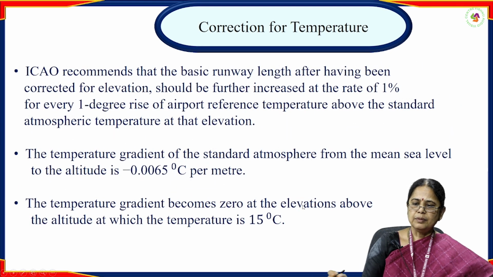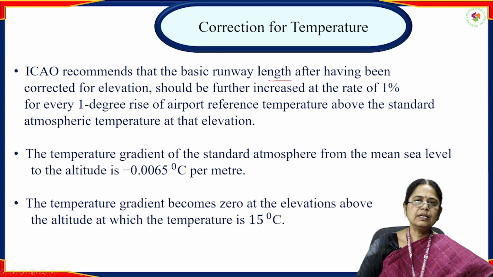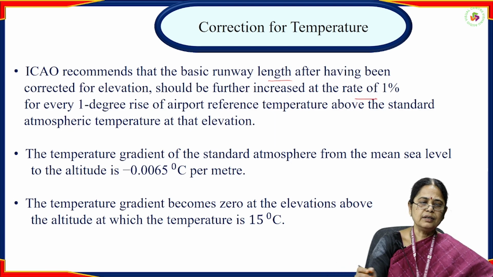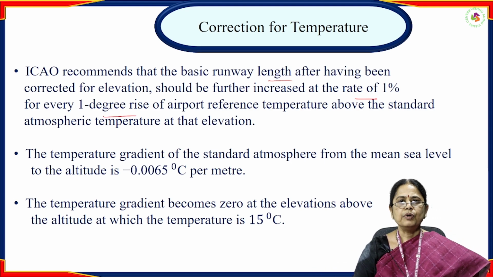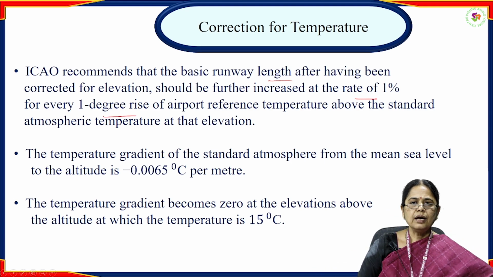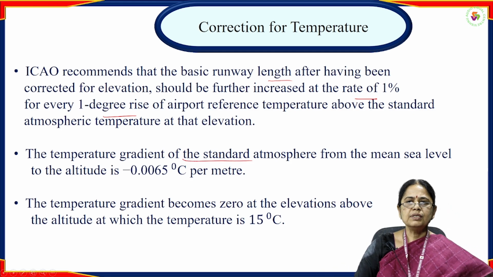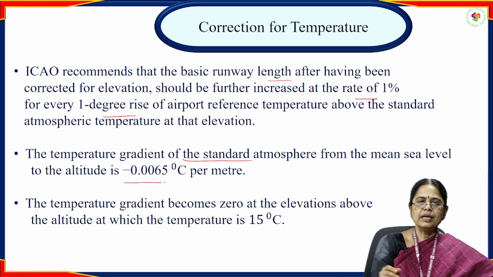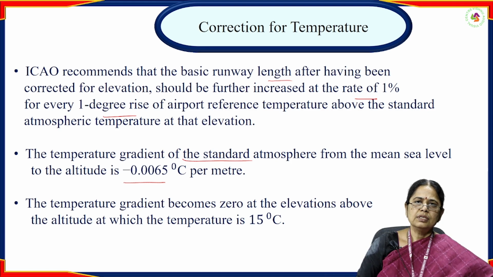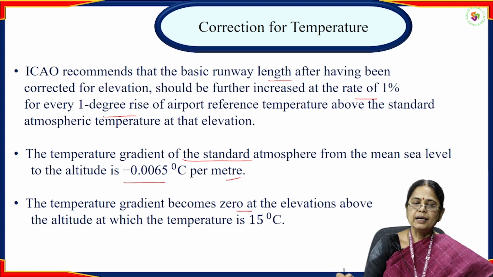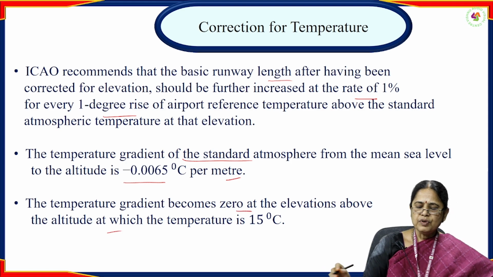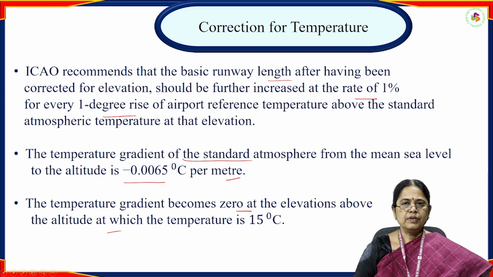ICAO recommends that the basic length, after having been corrected for elevation, should be further increased at a rate of 1% for every 1 degree rise of airport reference temperature above the standard atmospheric temperature at that elevation. The temperature gradient for standard atmosphere from mean sea level to the altitude is minus 0.0065 degrees centigrade per meter. The temperature gradient becomes 0 at elevations above the altitude at which the temperature is 15 degrees centigrade.